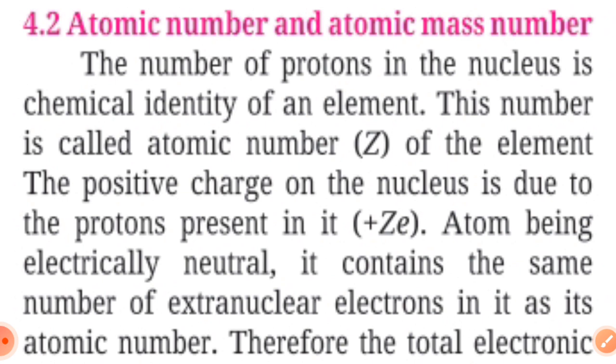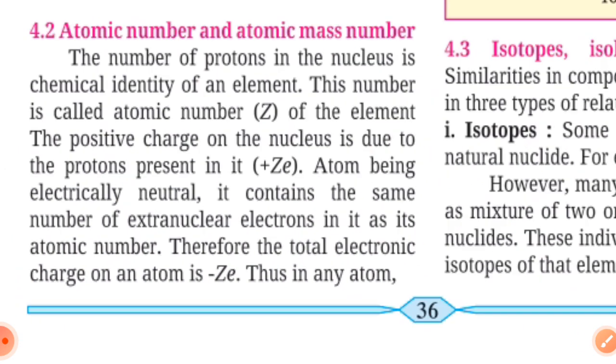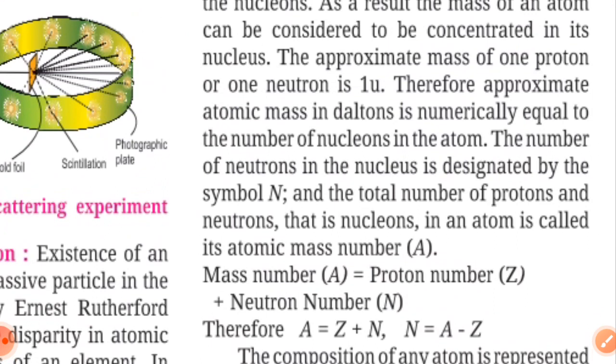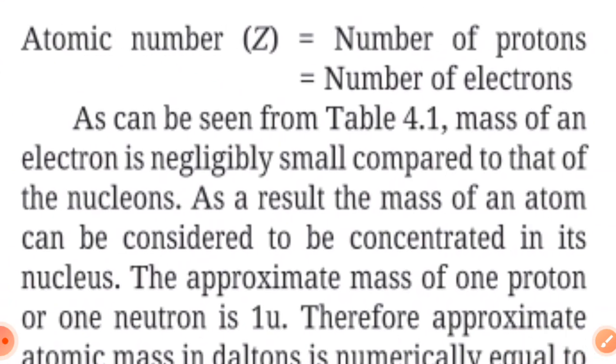Positive Ze. Atoms being electrically neutral, contain the same number of extranuclear electrons as their atomic number. Therefore, the total electronic charge on an atom is minus Ze. Thus, in any atom, atomic number Z, the number of protons is equal to the number of electrons.